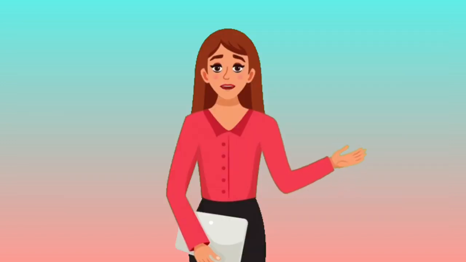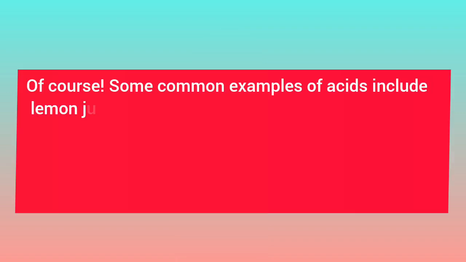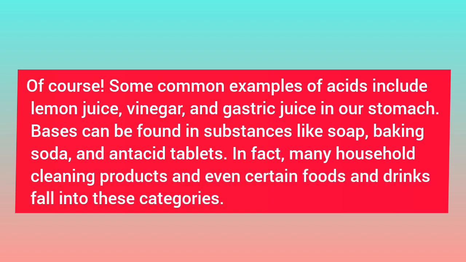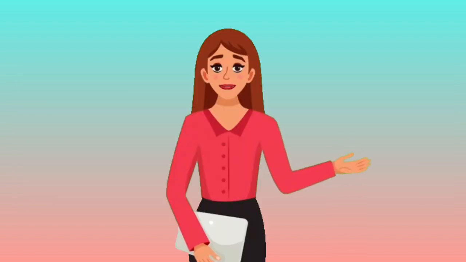That makes sense. Could you explain some real-life examples of acids and bases that we encounter daily? Of course, some common examples of acids include lemon juice, vinegar, and gastric juice in our stomach. Bases can be found in substances like soap, baking soda, and antacid tablets. In fact, many household cleaning products and even certain foods and drinks fall into these categories. I find it fascinating how acids and bases are present in our everyday lives.